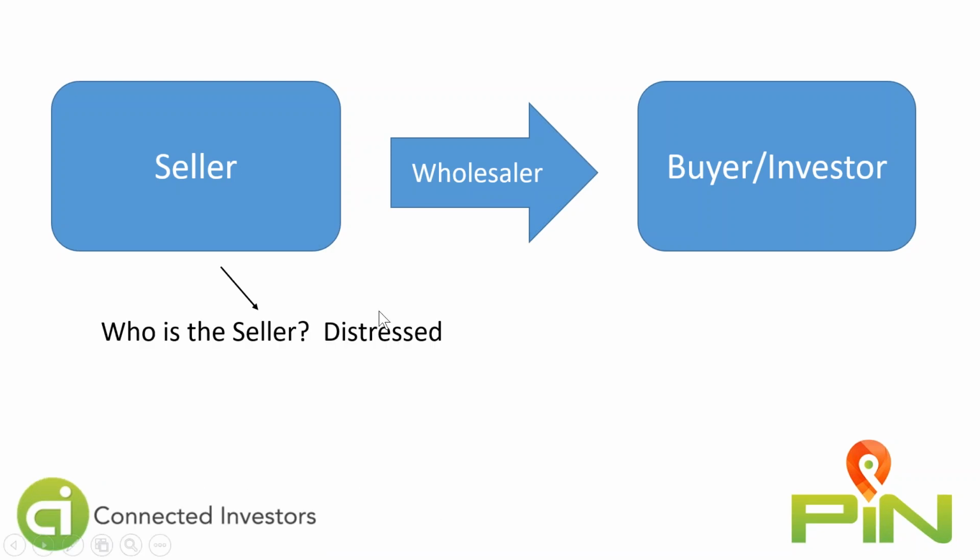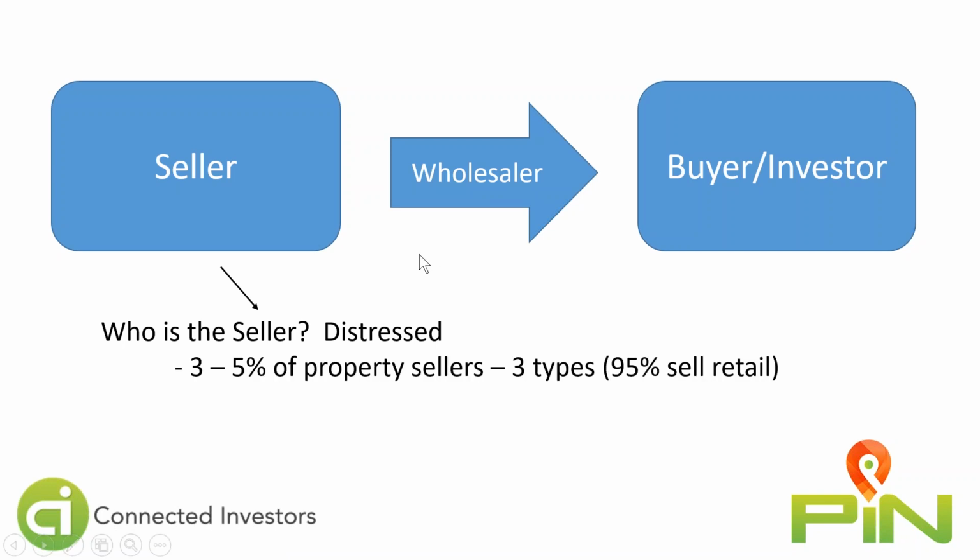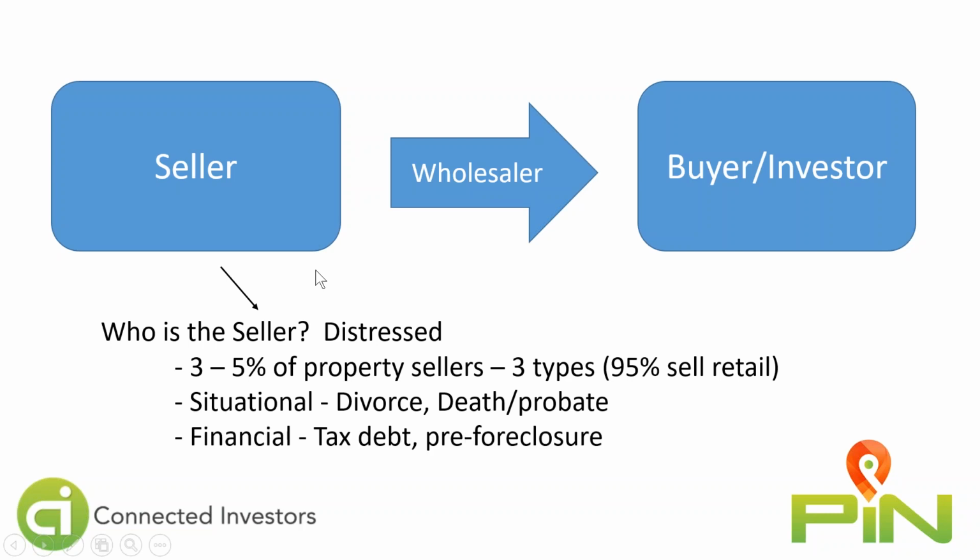Now, who are these sellers? Well, typically they are distressed sellers. These are individuals, 3% to 5% of property sellers, that are in some type of distress. 95% of people sell retail. They sell through a real estate agent. They're not distressed. It's the 3 to 5% of sellers that you're after. Now, they could be a situationally distressed, motivated seller. In other words, a divorce, death, or probate. We get those probate leads through PIN, remember.